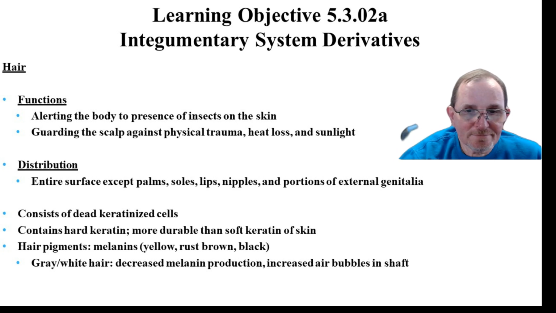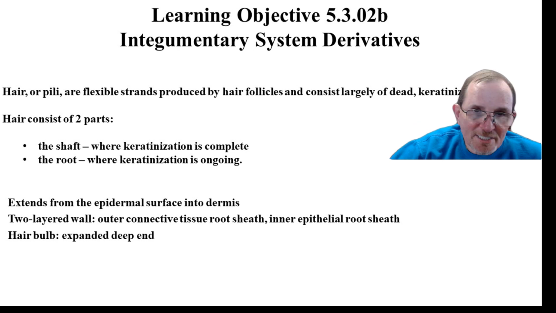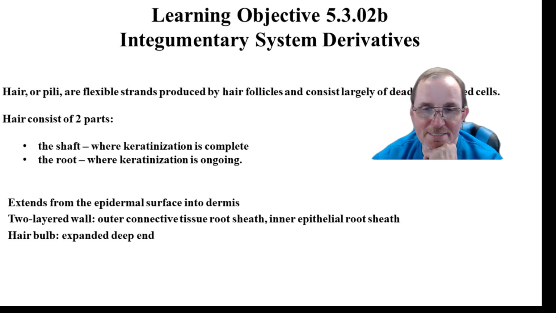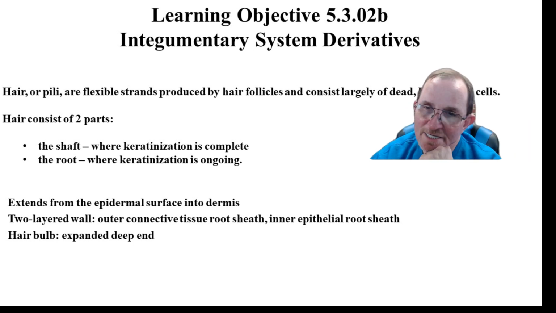Okay, let's see what we got. Flexible strands produced by hair follicles. We've already said that they're dead keratinized skin cells. The shaft is where the keratinization is complete, and the root of the hair is where the keratinization is going on.